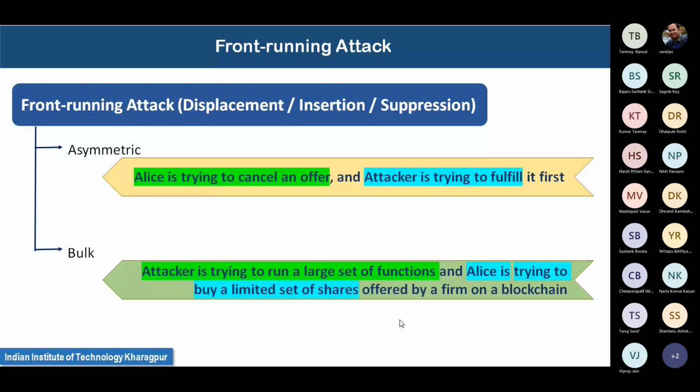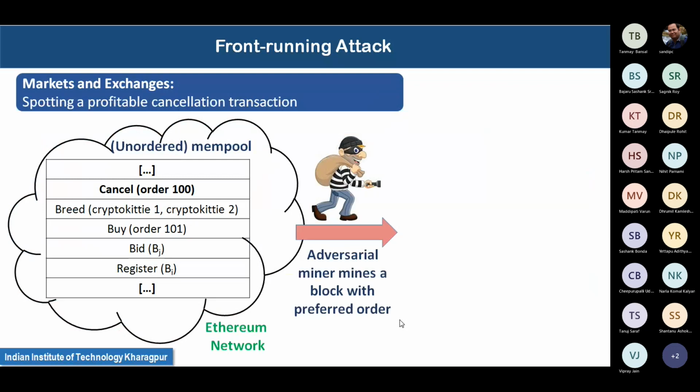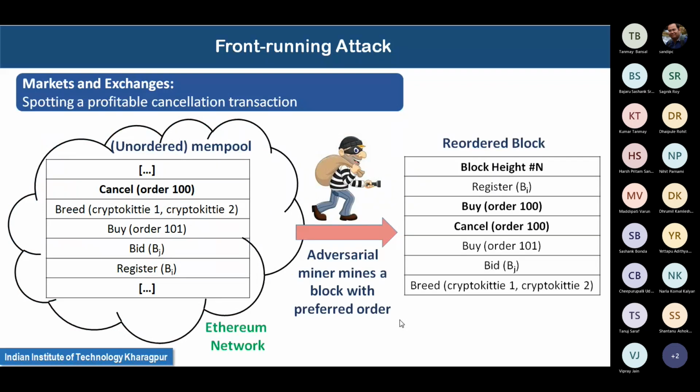So what it wants is to carry out its own transaction. Both of these are like buying of things. These are similar types, not asymmetric like cancelling and fulfilling. And then the attacker will try to front run his set of functions before Alice's transaction in the block. Now, this example, as I said, is about these markets and exchanges, spotting a profitable cancellation transaction.